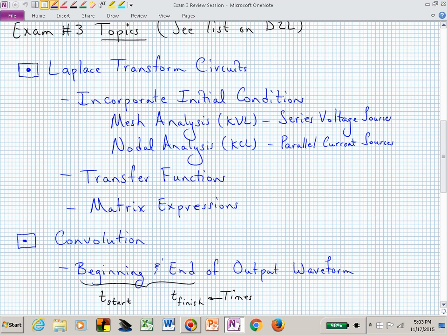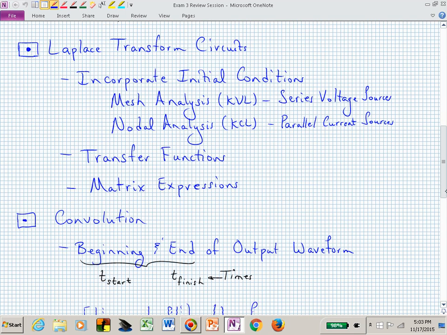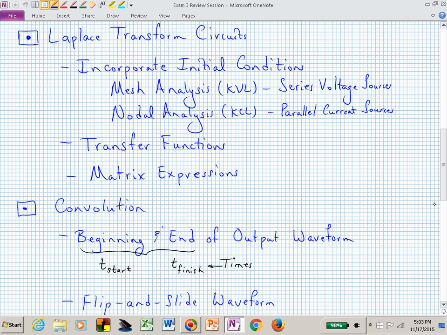And if I don't say, then it's really up to you to decide how you want to incorporate your initial conditions into this S-domain circuit. You also should be able to find transfer functions from a circuit, and by matrix expressions, I mean, can you put the equations in a matrix form?